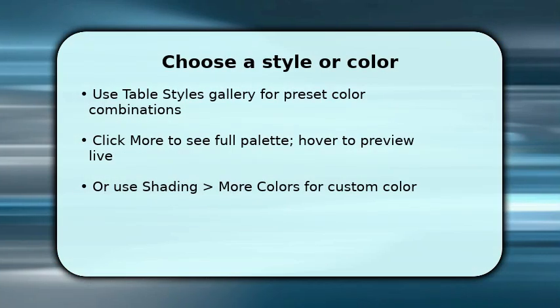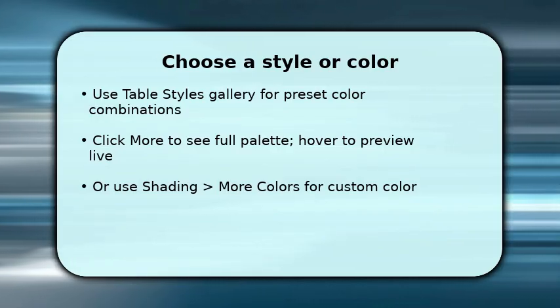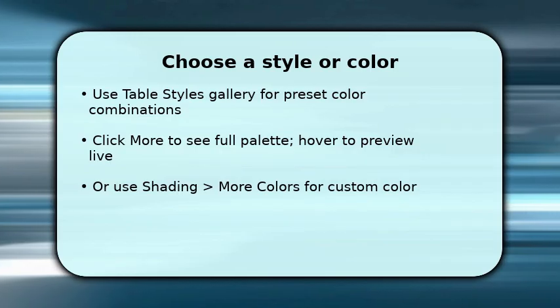You can pick a preset table style from the gallery. Hover each option to preview how it affects headers, banded rows, and total rows. Once you find a base style you like, click More to expand the gallery and access additional built-in palettes.